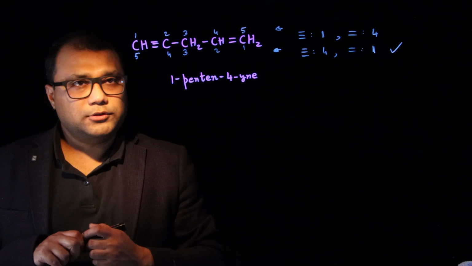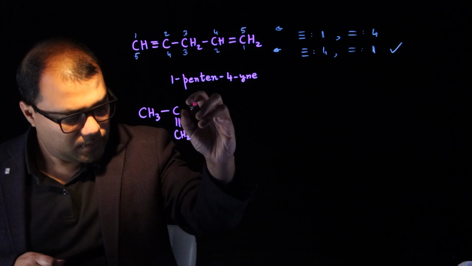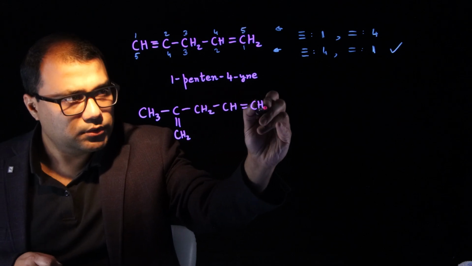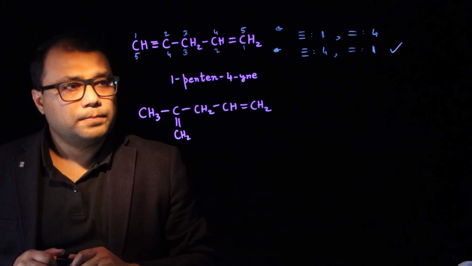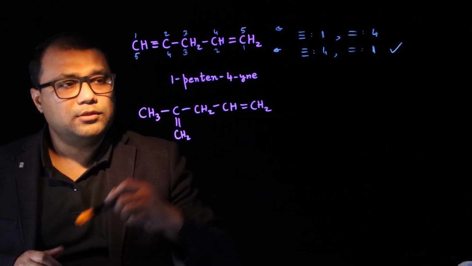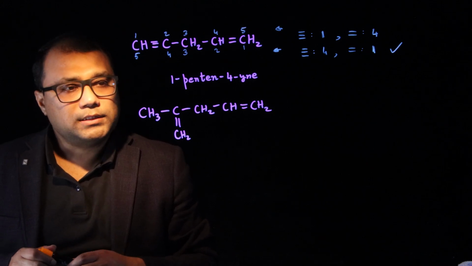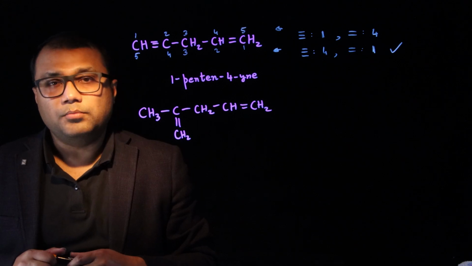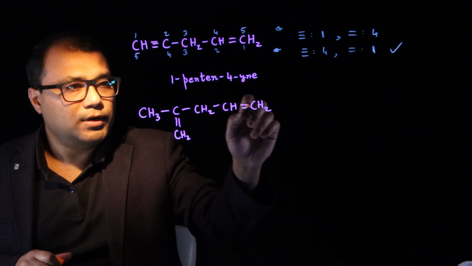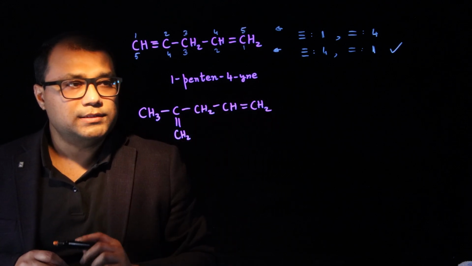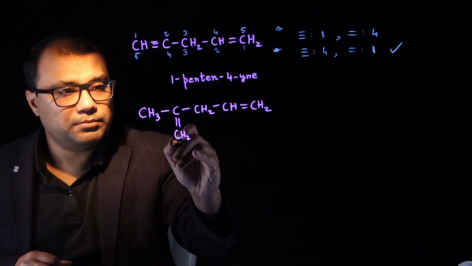Okay. Let's look at this example. CH3, C, double bond here, CH2, CH2, CH, double bond, CH2. Okay. Now remember that rule that regardless of the length of the chain, we must include the longest continuous carbon chain including the most number of unsaturated carbons. So we have 1, 2, 3, 4 unsaturated carbons. So we must have this on the chain. So let's number this now.